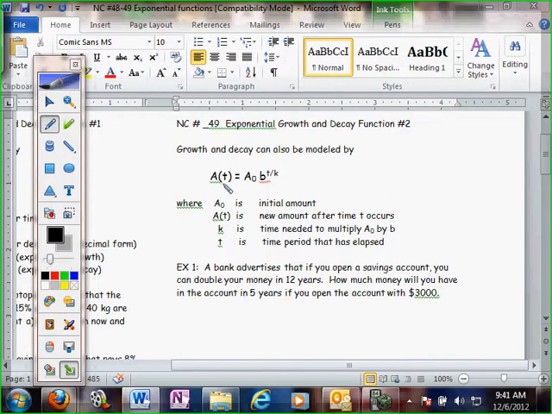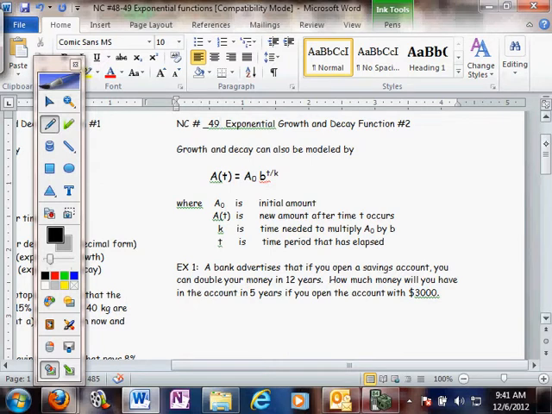We have a new formula. A of t is equal to A naught, which is still the initial amount, times B. I'll show you what B is in a second. T is still time, and we have K here. K is going to be the time needed to multiply A naught times B. And instead of me trying to go into some kind of discussion to explain that to you, I think you will understand it better when I work a problem.